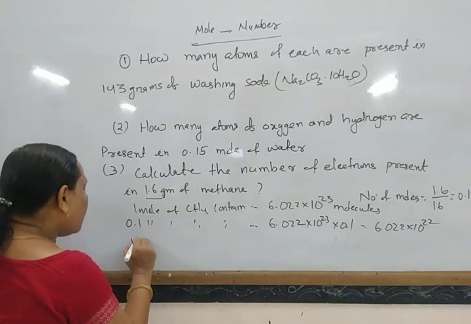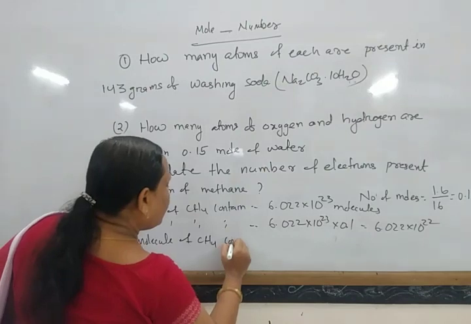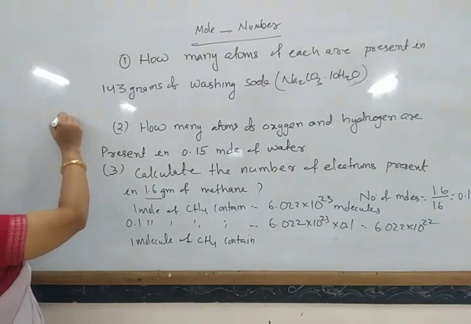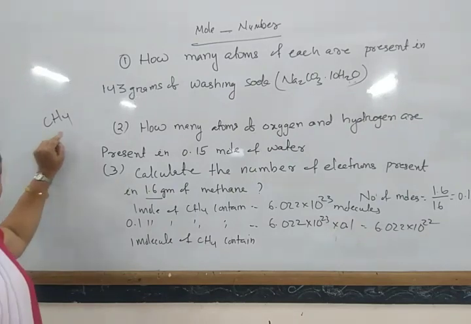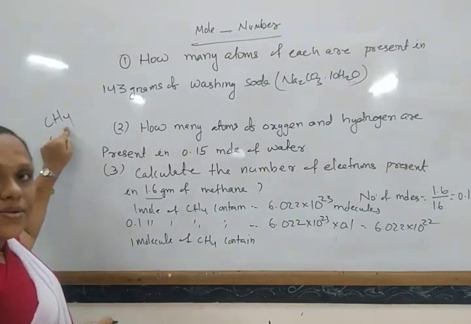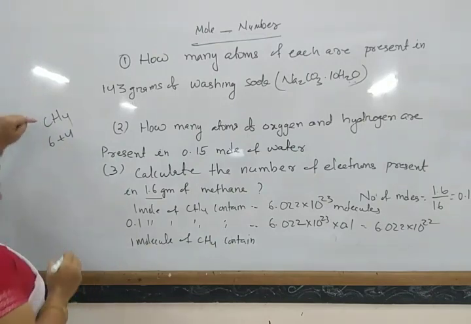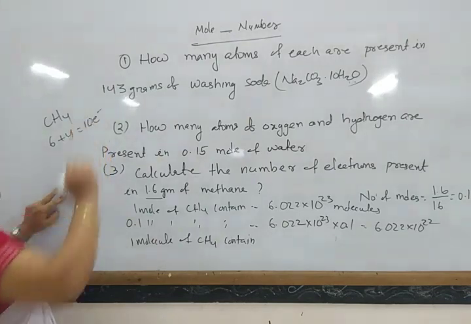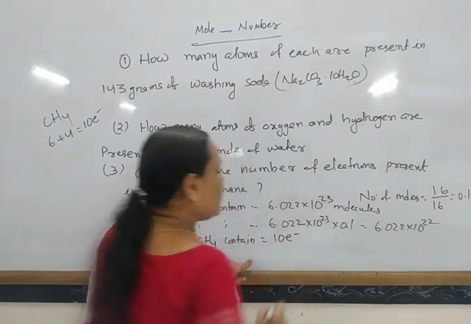Next, one molecule of methane contains how many electrons? You know methane has formula CH4. So here 1 carbon and 4 hydrogen. 1 carbon has 6 electrons, 1 hydrogen has 1 electron and 4 hydrogen has 4 electrons. In this way, the total number of electrons in one methane molecule is equal to 10 electrons.